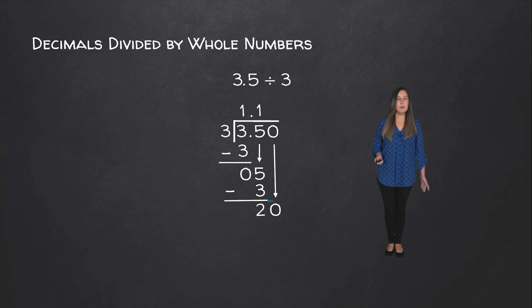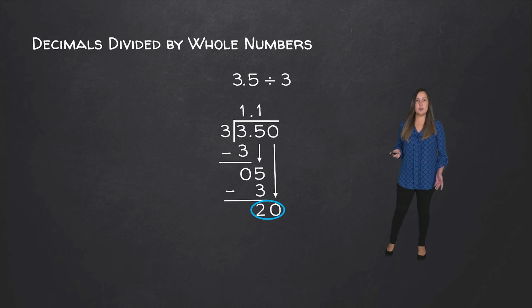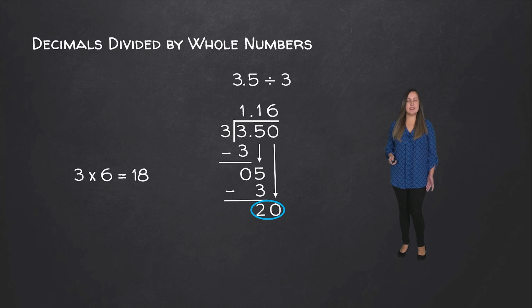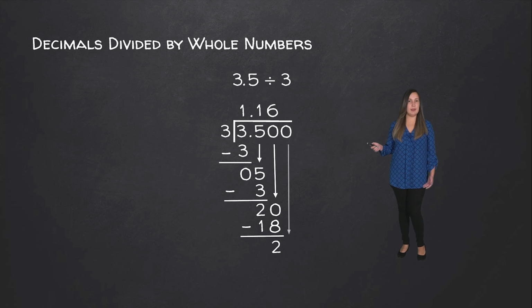So then we ask ourselves, how many times does 3 go into 20? And that would be 6 times, because 3 times 6 is equal to 18. And so we do 20 minus 18. And notice again that we get another 2. So let's add another 0 and see what happens. So here we get 20.